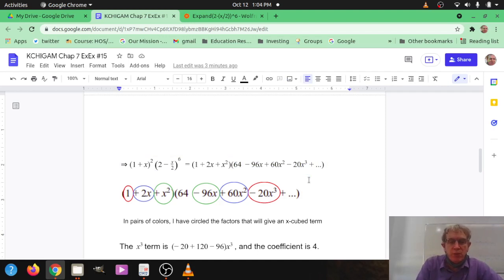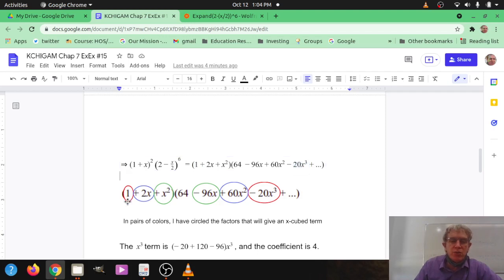So what I'm going to do is I'm going to hunt for the products. A product is one factor times another. So one term from the first expression times one term from the second expression. I'm going to hunt for those products which will give me an x cubed term. So clearly, to get an x cubed term, I need to multiply 1 by an x cubed term.